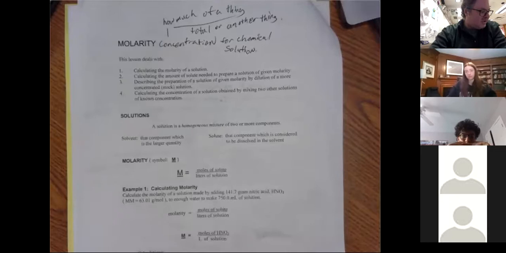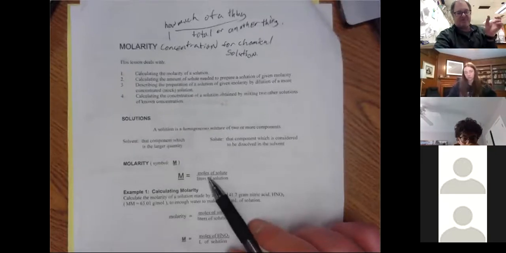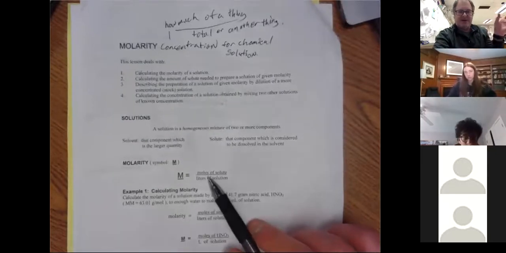We could do concentrations all day, to tell you the truth. There's so many different ways to do it. But for chemists, this is the way. You can always find the moles of any substance because you can find the grams of any substance. And by knowing the mass, the molar mass from the periodic table can get you to moles, right?